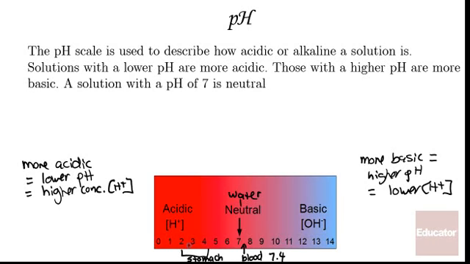Vinegar is an acid. Vinegar is around 3. It's acidic. A base, an example would be baking soda. That's a base, and that has a pH of about 9. It's important to know that this is a logarithmic scale.